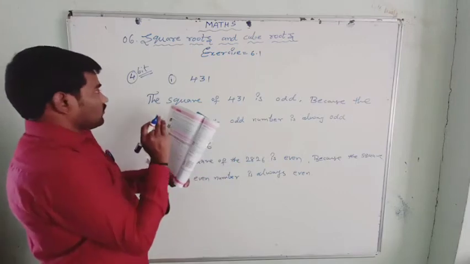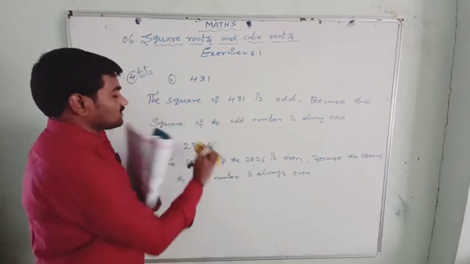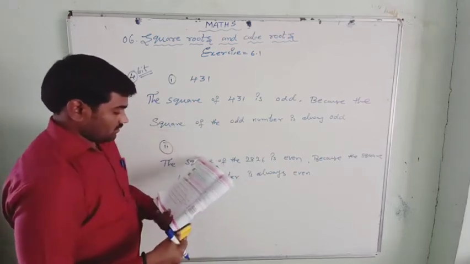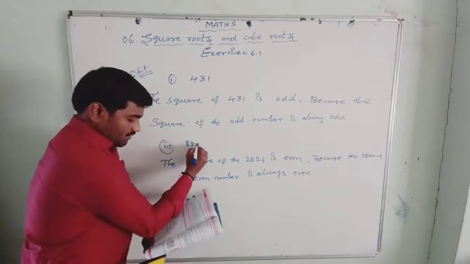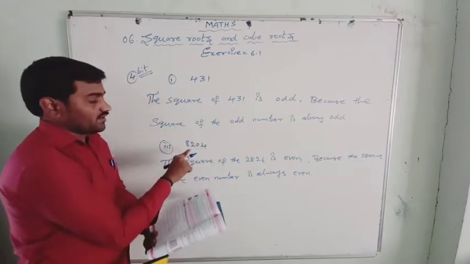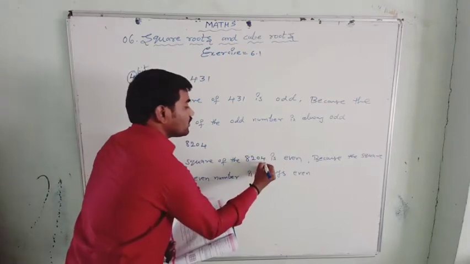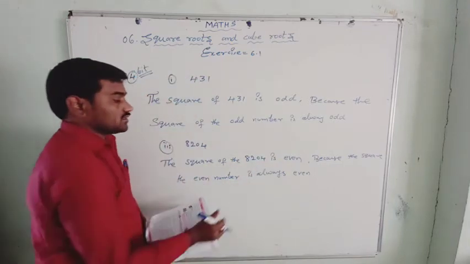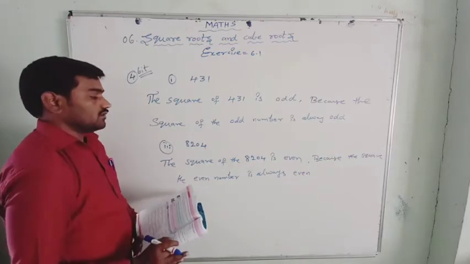So let me do that. Fourth bit, first one and second one completed. Now the third one is given: 8204. 8204 is an even number, no? So the square of 8204 is even, because the square of an even number is always even.